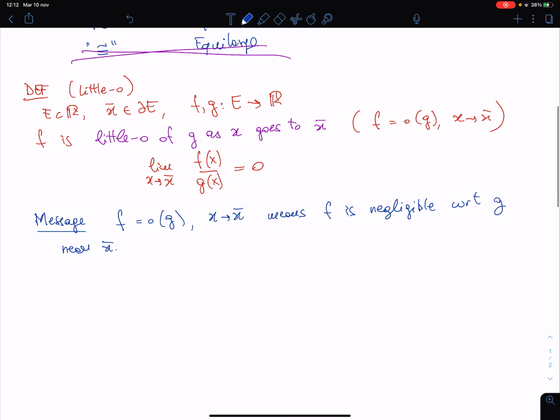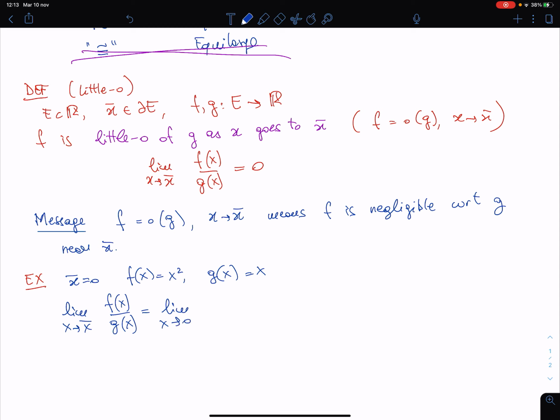As an example, a very elementary example, consider x bar equal to 0 and f of x equal to x squared, g of x equal to x. Of course the limit for x going to x bar of f of x divided by g of x is equal to the limit for x going to 0 of x squared over x, which means the limit for x going to 0 of x, and this is equal to 0. So, by definition, x squared is equal to little o of x as x goes to 0.